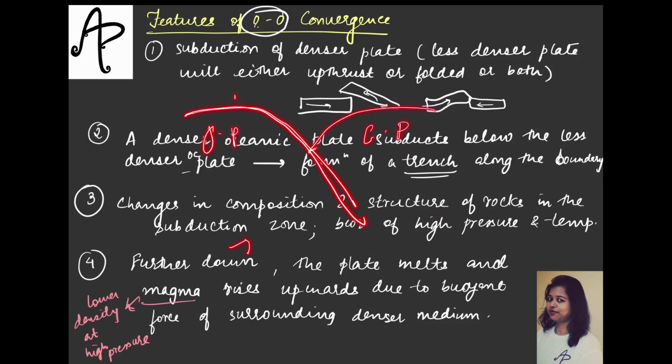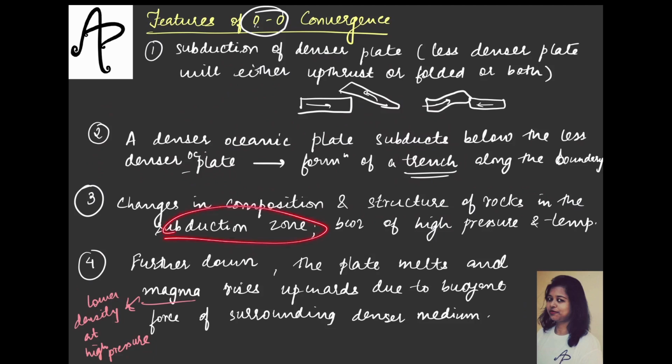This is the oceanic plate, which is denser, and it is subducting under the lighter, less dense continental plate. In that subduction zone there will be compositional and structural changes in the rocks, because there is so much high pressure and temperature available there. When they move further down, of course the plate will melt because of further heat.